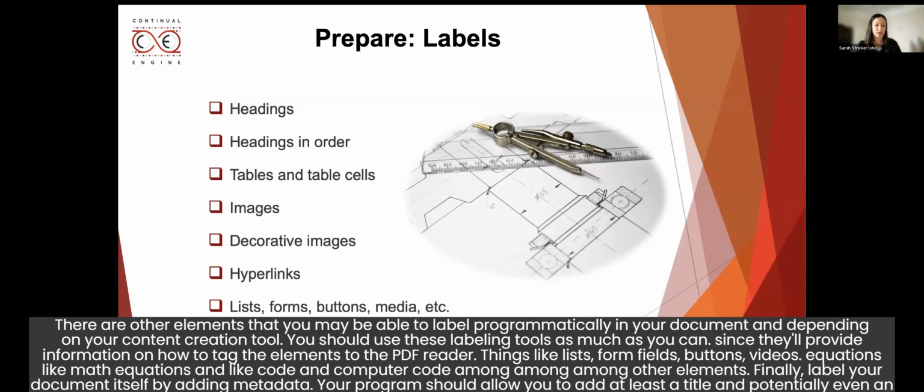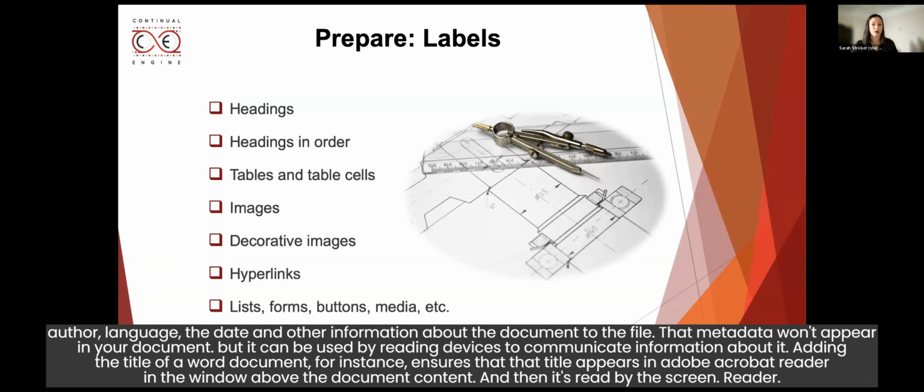Finally, label your document itself by adding metadata. Your program should allow you to add at least a title and potentially even an author, language, the date, and other information about the document to the file. That metadata won't appear in your document, but it can be used by reading devices to communicate information about it.